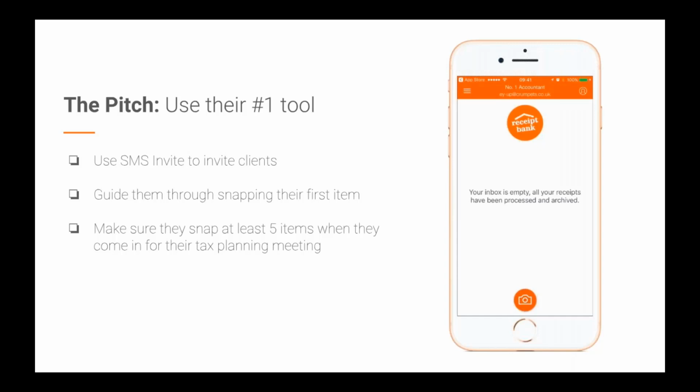So how can you get your clients on board to go digital? The easiest way is to have them use their number one tool, which is their smartphone. For your clients, it's really simple. For example, as our partner, you can invite them via text or email to download and start using the Receipt Bank app. You can send out our Receipt Bank welcome flyer, which explains how Receipt Bank works and how to use it.